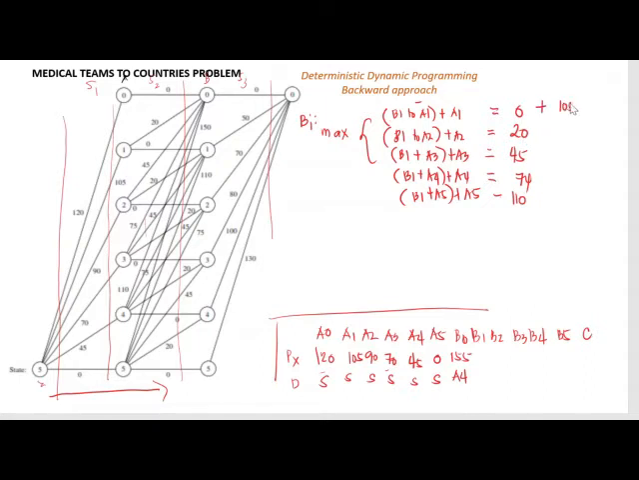Plus A1, 105. Plus A2, 90. Plus 70. Plus 45. Plus 0. This is 110. Is that 74 really? Sorry, this is 74. B1A4, 75. Why 74? 75. Sorry. Let's recheck the given since I got an error. Okay, the rest are okay.